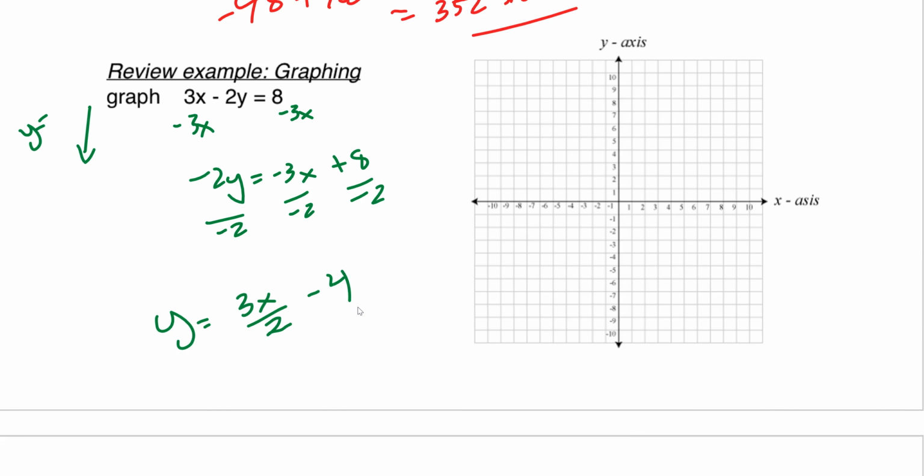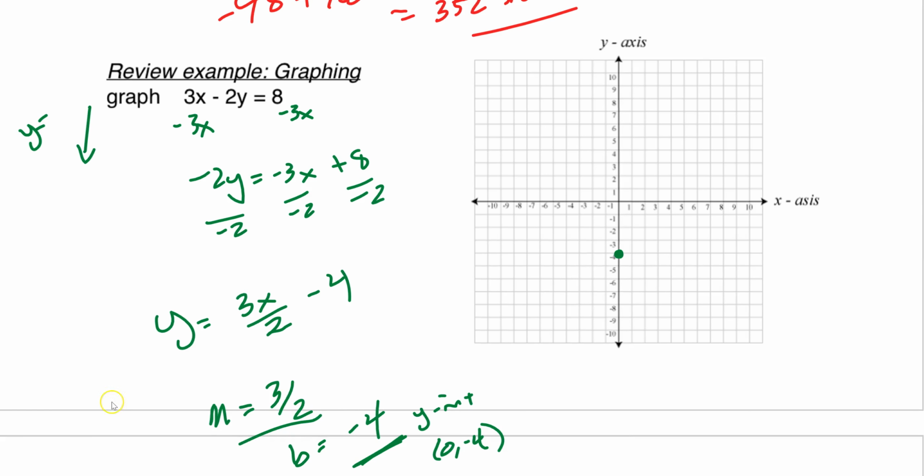So that's my equation. Now, in this case, my slope, right, it's the thing next to the x, the coefficient, 3 over 2. And my y-intercept, my b, is negative 4. Now this is where we start. That's my y-intercept. That's (0, negative 4). We start here. So on your y, you go to negative 4. That's your first point. And then from that point, we're going to do the slope.